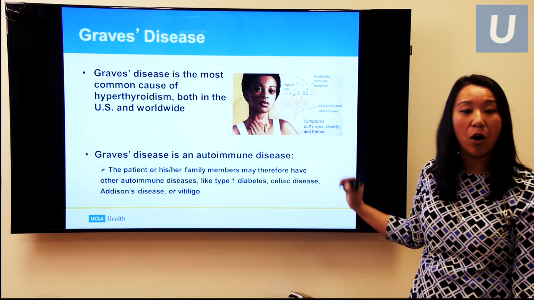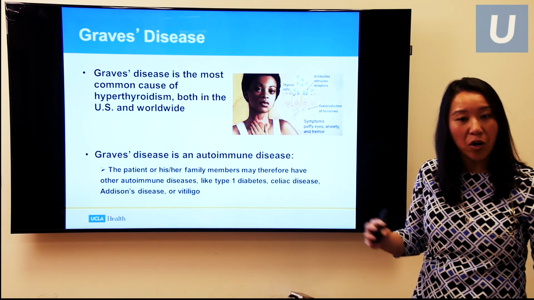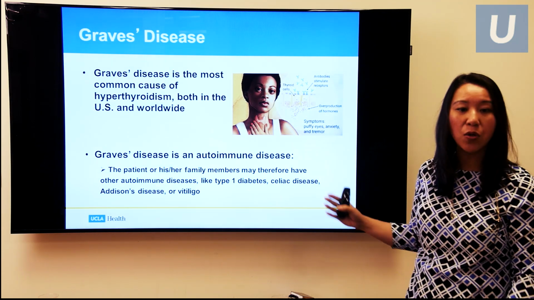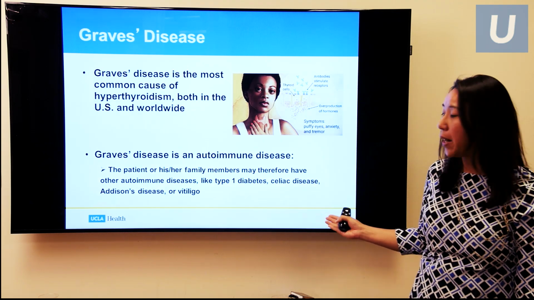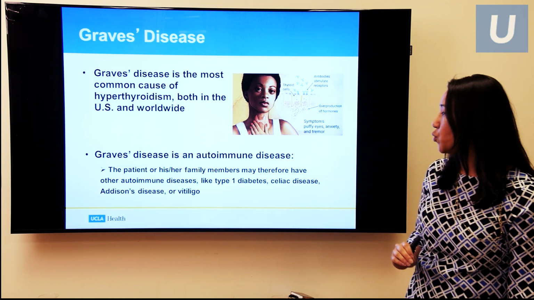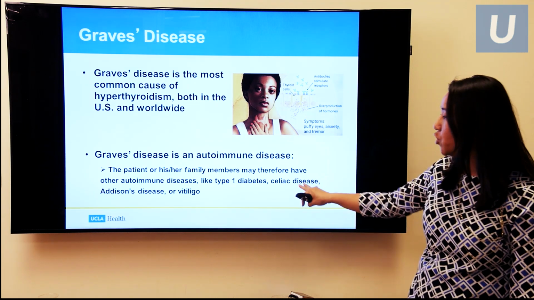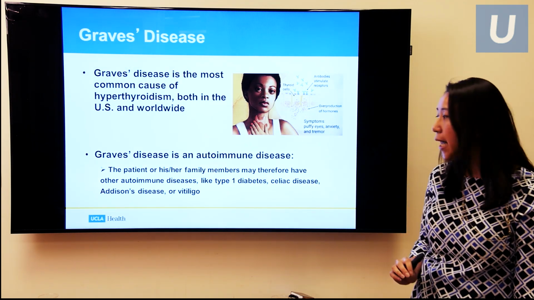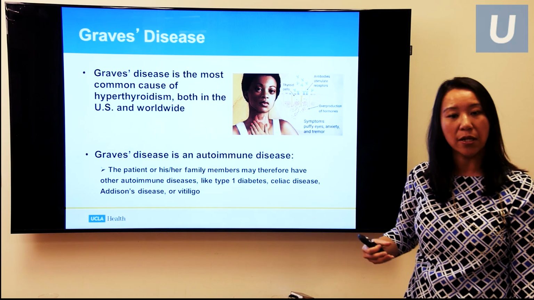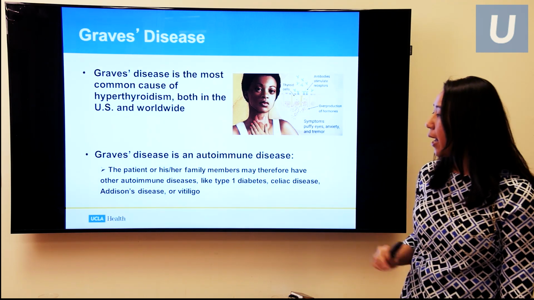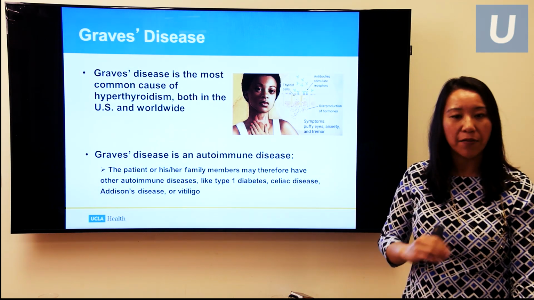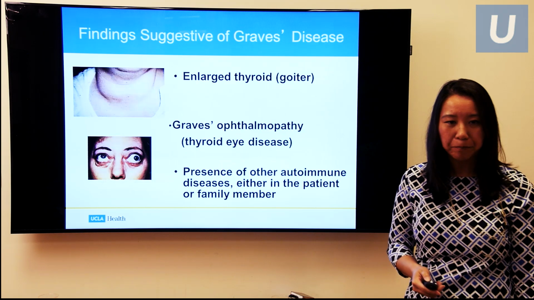Like other autoimmune diseases, these tend to travel together. So you or family members might also note a history of other diseases more frequently than the general population. Things like type 1 diabetes or celiac disease, Addison's disease, which is a disease of the adrenals, or vitiligo, which is whiteness of the skin, hypopigmentation.